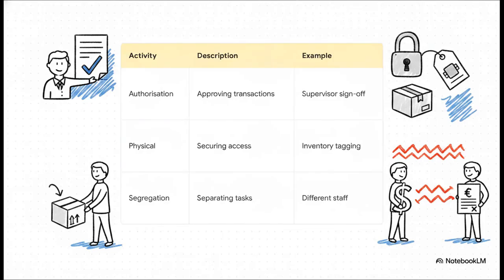Let's look at what these safety nets, the control activities, actually look like in action. You've got authorization, like when a supervisor approves an expense report. You have physical controls, like the electronic tagging of valuable inventory. And then there's a really crucial one, segregation of duties. This just means the person who physically receives the goods in the warehouse is never the same person, like the finance director, who authorizes the final payment. Splitting those tasks up heavily reduces the opportunity for any single person to commit and then conceal fraud.